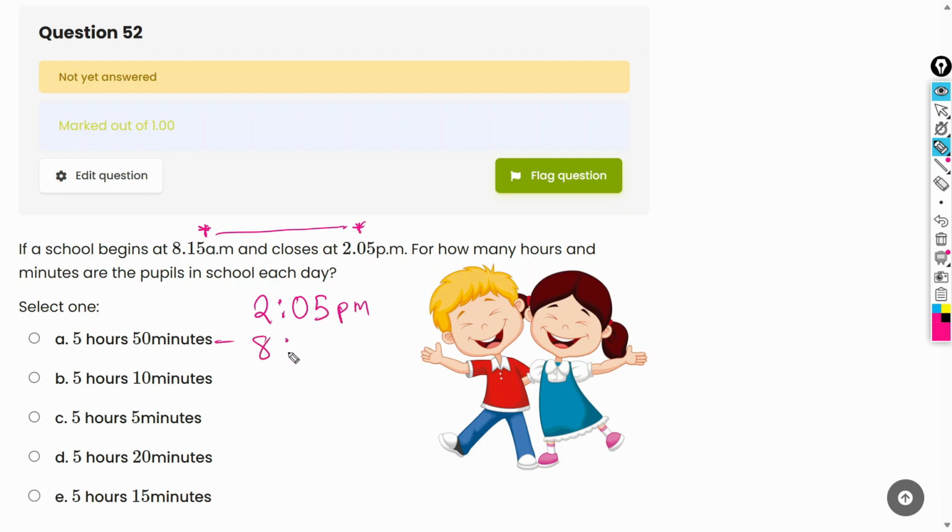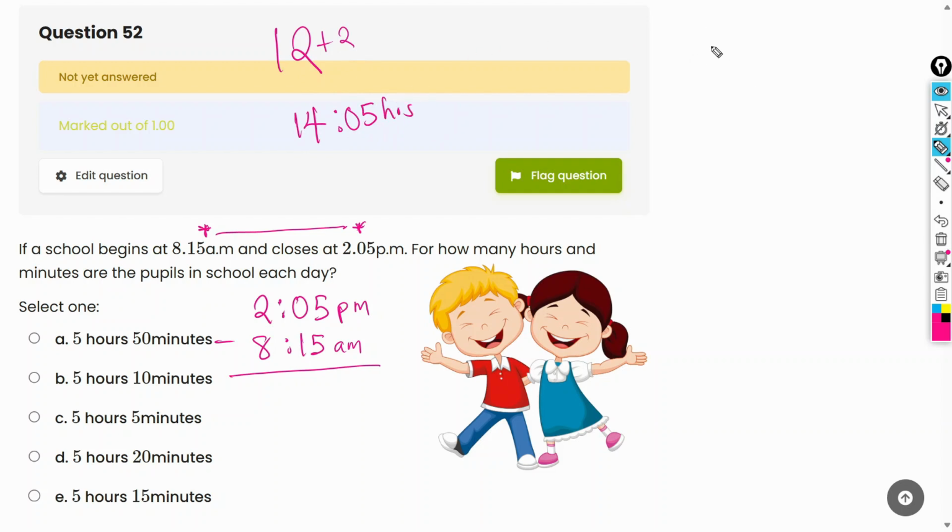minus 8:15 a.m. Now, whenever you have to subtract AM from PM, the safest thing to do is to change them to your hours. So you know that your clock, when it hits 12, it starts counting from 1 again. But in hours, after 12, it is 13 and then 14 and then 15 all the way to 24 hours. So this is 2 extra hours on top of 12. So that's 12 plus 2, which is 14:05 hours.